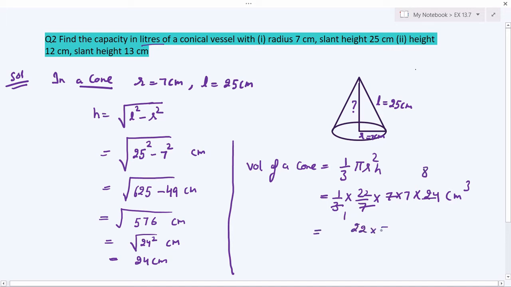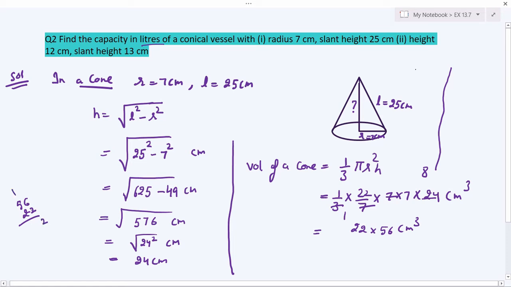22 into 56 centimeter cube. Now you can multiply 56 by 22. All this rough work you will do on the right side. You have to make a margin over here and do the rough work over here. But I am doing it here. You can do it at a proper place.